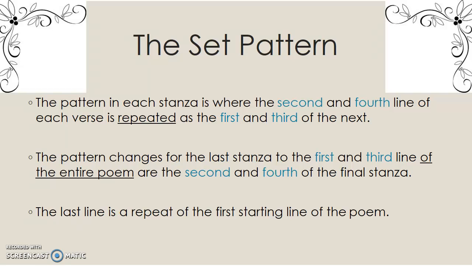The pattern changes for the last stanza, however, as the first and third line of the entire poem are the second and fourth of the final stanza. Therefore, the last line is a repeat of the starting line of the poem, bringing the entire thing full circle.